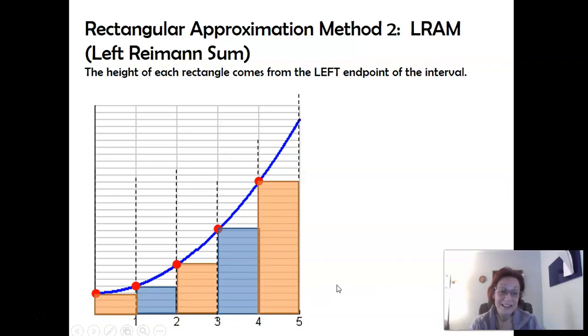Notice here, it's the exact opposite of what happened with the right Riemann sum. Here, I've got all this space left out and no extra. So I know for a fact this is going to be an underestimate.